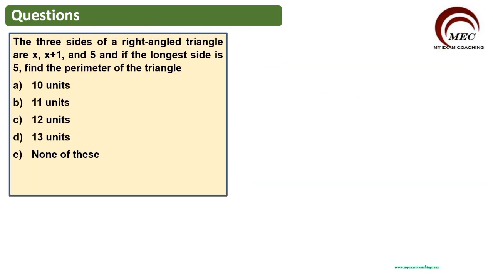So here is your next question. All these questions are taken from the previous question papers. The three sides of a right-angled triangle are x, x plus 1 and 5. So we are talking here about a right-angled triangle. What are the properties of a right-angled triangle? We all know, we can use Pythagoras theorem here. Here one side is x and one side is x plus 1 and the longest side is 5.